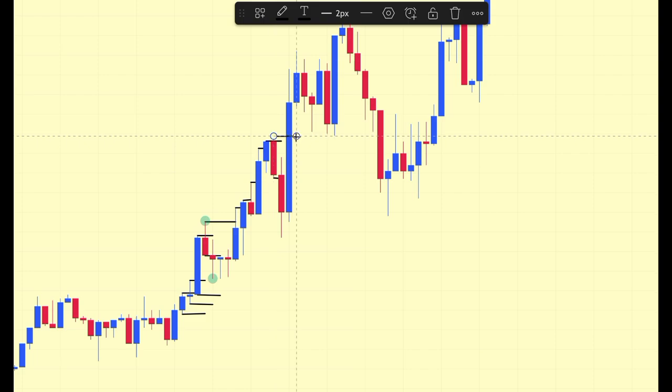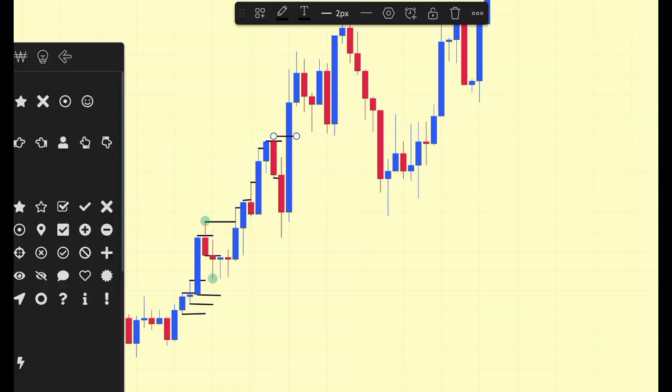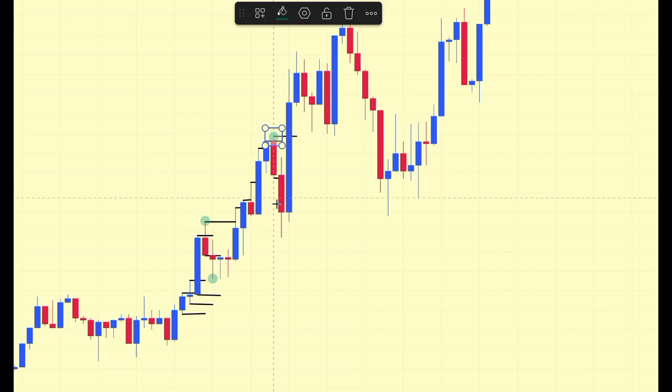So what does that mean? This means that we have just made a valid pullback, a complete valid pullback. And yeah, after the break past the high, we are back to the candlestick based uptrend.